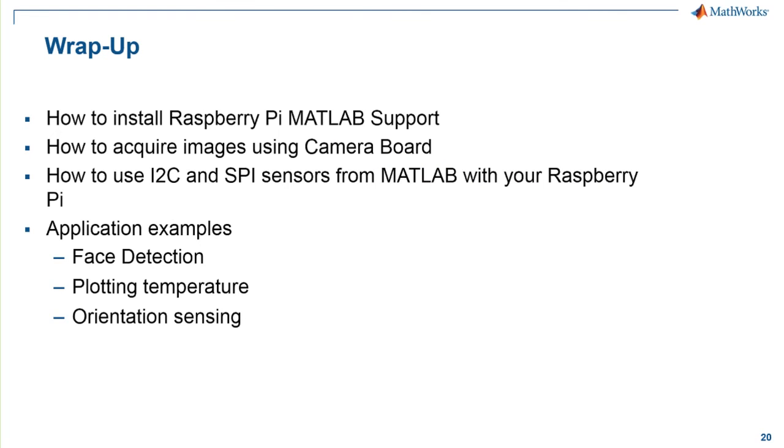With the last few demos, we have covered how to install Raspberry Pi support in MATLAB and how to acquire images using the camera board. We then discussed how to use MATLAB with I2C and SPI sensors. For each of these demos, we used the power of MATLAB to process the data. We used built-in face detection algorithms with the acquired camera board images, and we used the plotting and visualization capabilities to compute and visualize data from our temperature and accelerometer sensors. In the next 2 slides, we will talk about additional resources for getting started.